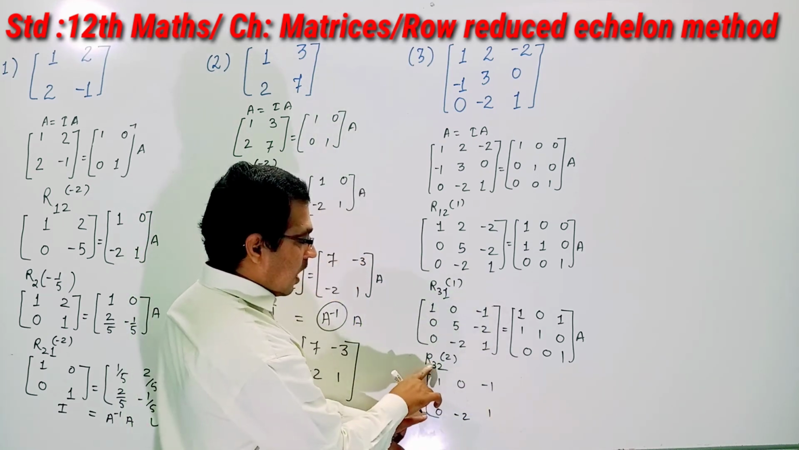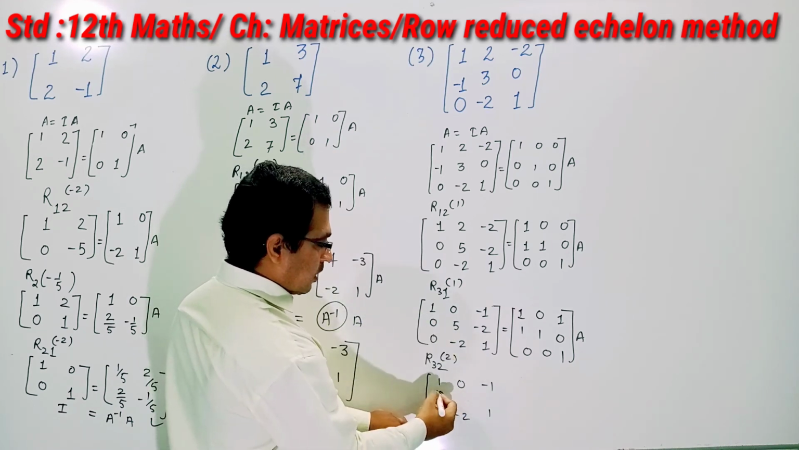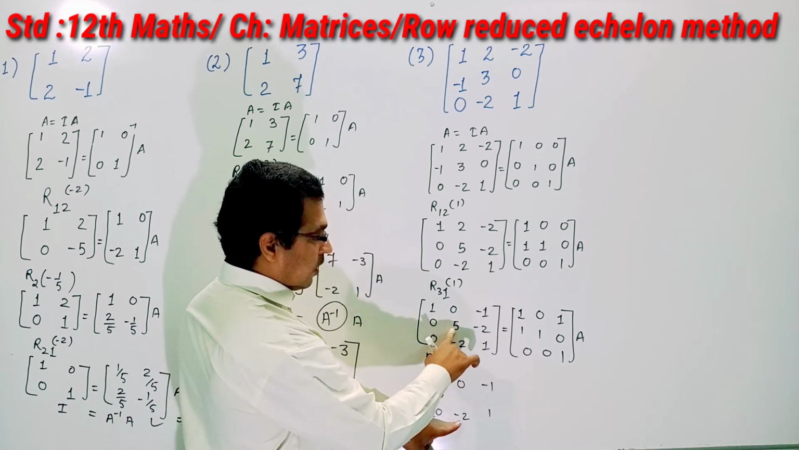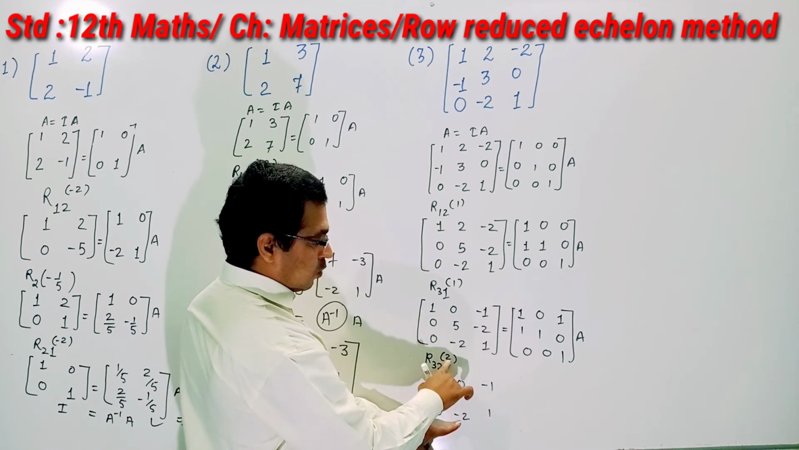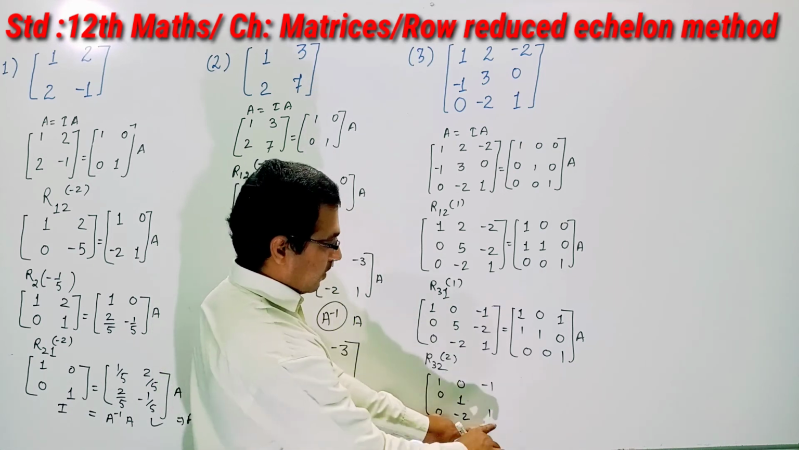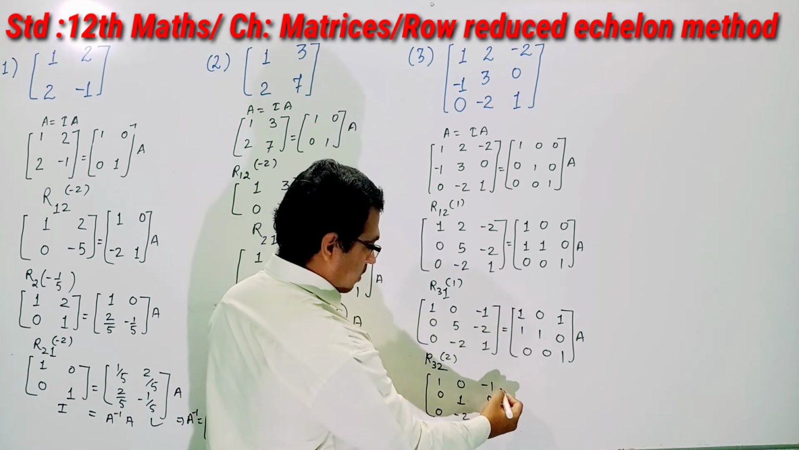What have you done? R3 is multiplied by 2. 0 multiplied by 2 and added to 0, there will be no change. Minus 2 is multiplied by 2 and added over here, so minus 2 into 2 is minus 4, added to 5. So we are getting 1. Okay, students. Now 1 is to be multiplied by 2 and added to minus 2. We are getting 0.